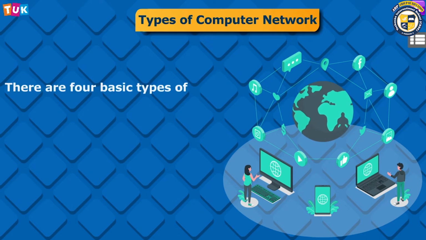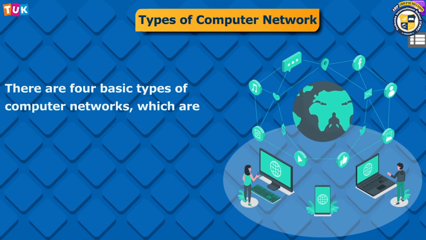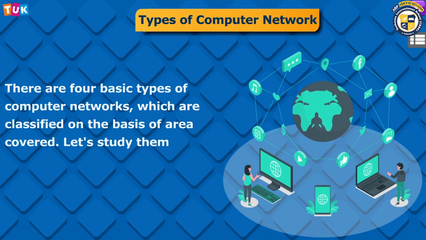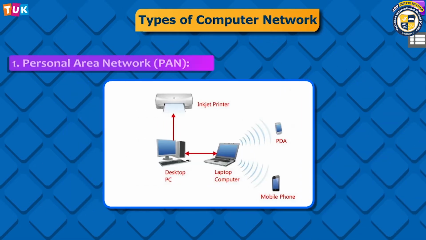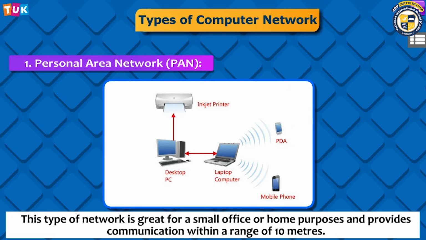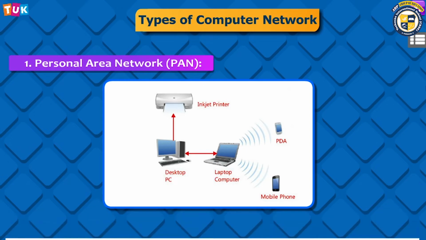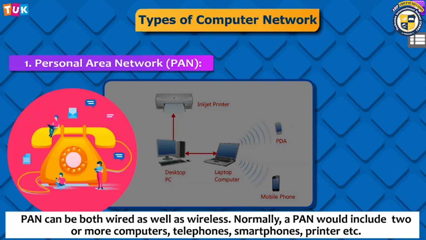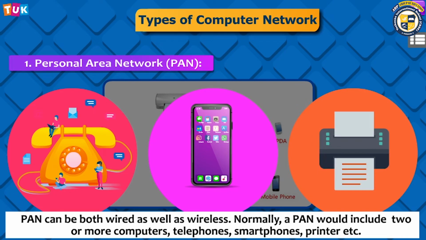Types of computer network. There are 4 basic types of computer networks which are classified on the basis of area covered. Let's study them one by one. Personal Area Network (PAN). This is the starting stage of the computer network. This type of network is great for a small office or home purposes and provides communication within a range of 10 meters. PAN can be both wired as well as wireless. Normally, a PAN would include 2 or more computers, telephones, smartphones, printer, etc.